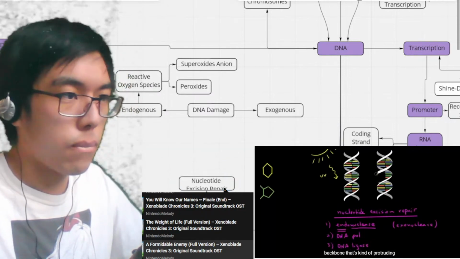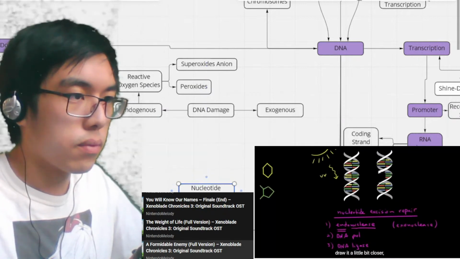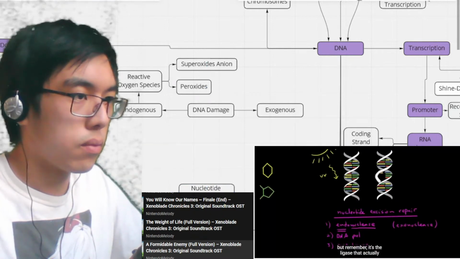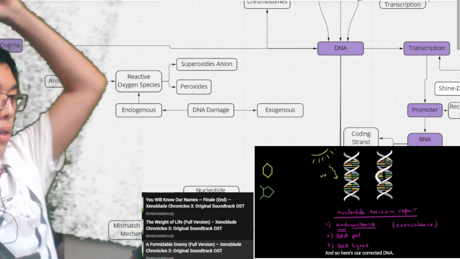So let's get rid of our backbone that's kind of protruding and just not right. So let's redraw our backbone, something like that, or actually a little closer there. And then DNA polymerase brings the correct nucleotides, but remember it's the ligase that actually connects the nucleotides properly. And so here's our corrected DNA.